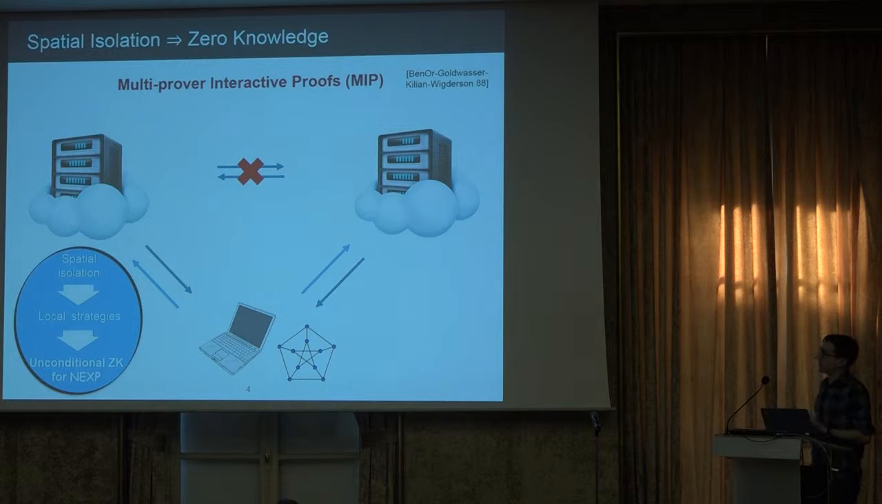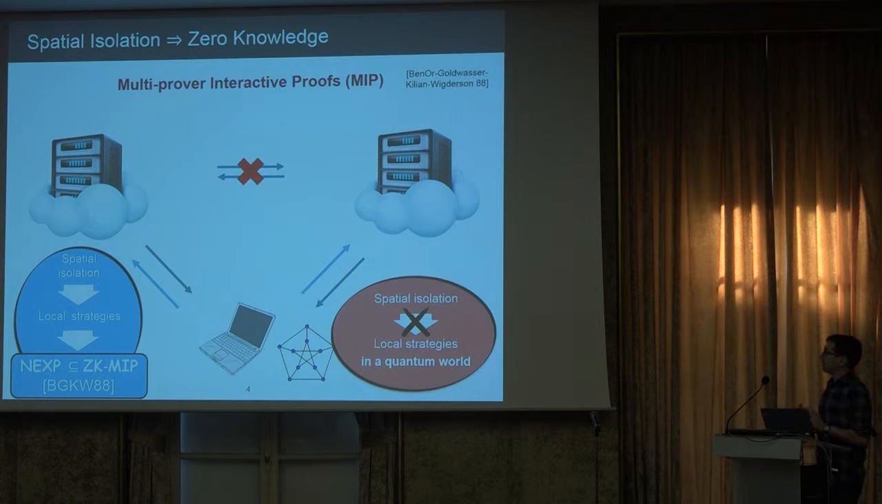And this allows us to obtain unconditional zero knowledge without any cryptographic assumptions for NEXP, which is the class of languages that can even be decided by this model. And so here, unconditional zero knowledge is for free. This is the message. And we can write this as NEXP is contained in zero knowledge MIP. So this is from BGKW. I mean, they didn't actually know that MIP was equal to NEXP, but they showed this.